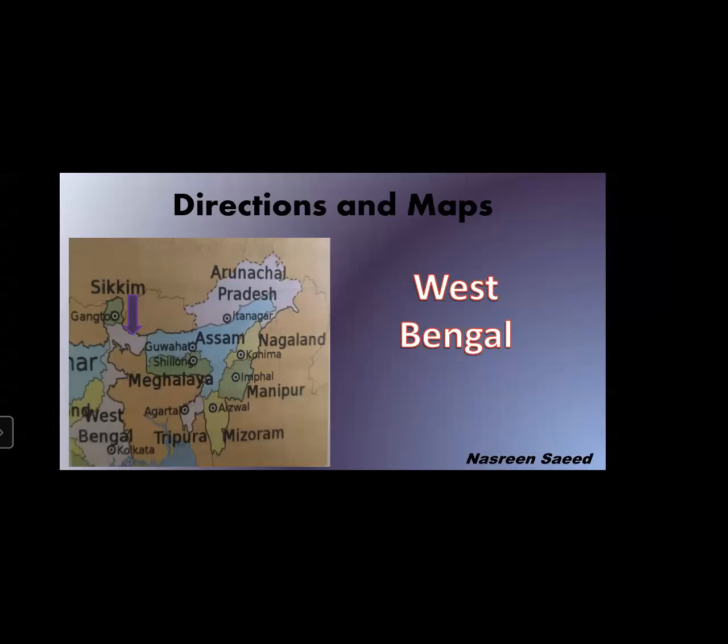Then the last question is, name the state which is to the northeast of Mizoram using the compass rose. Now Mizoram is here and northeast of Mizoram is Manipur. Yes, which state is there? It is Manipur.